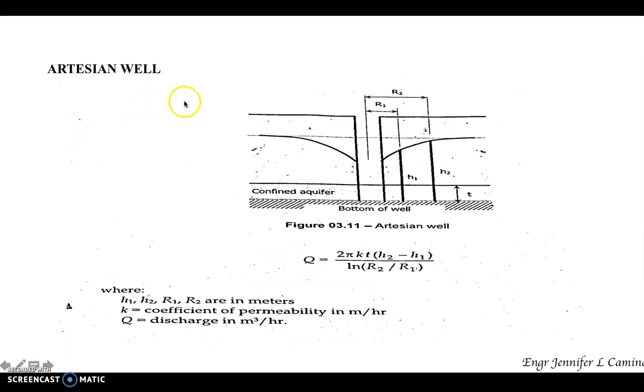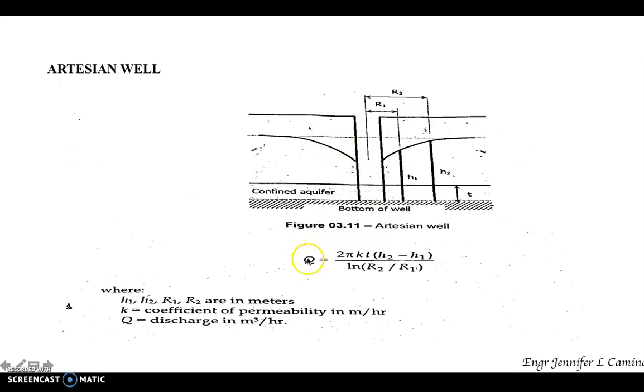And for the artesian well, this is the setup. There is a confined aquifer having a thickness of T. And similarly, of course, there will be a drawdown, a decrease in the height of the water due to pumping. And this conical formation is what we call the cone of depression.